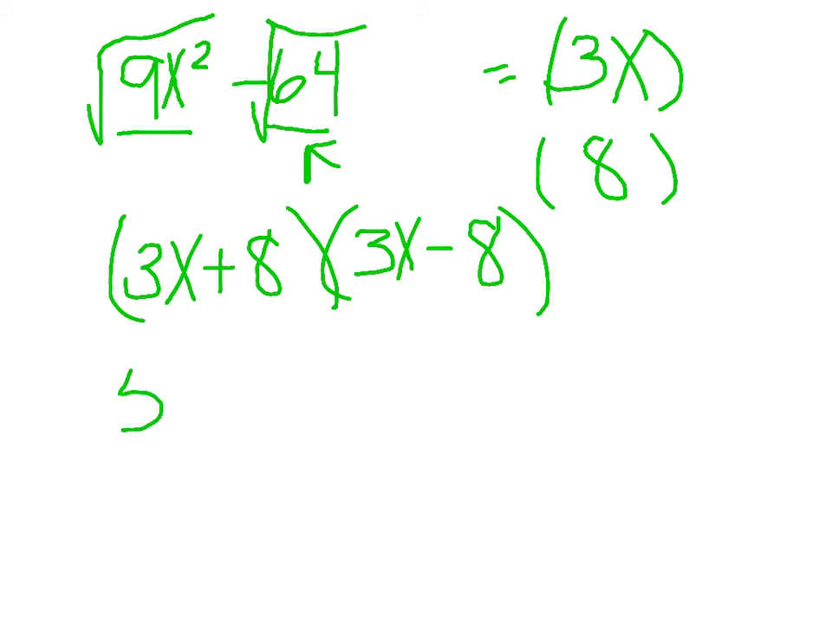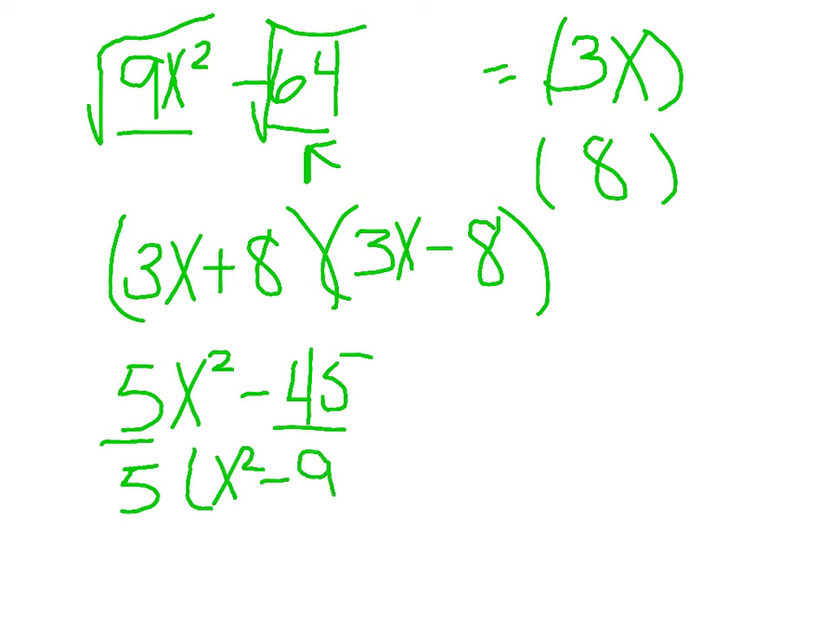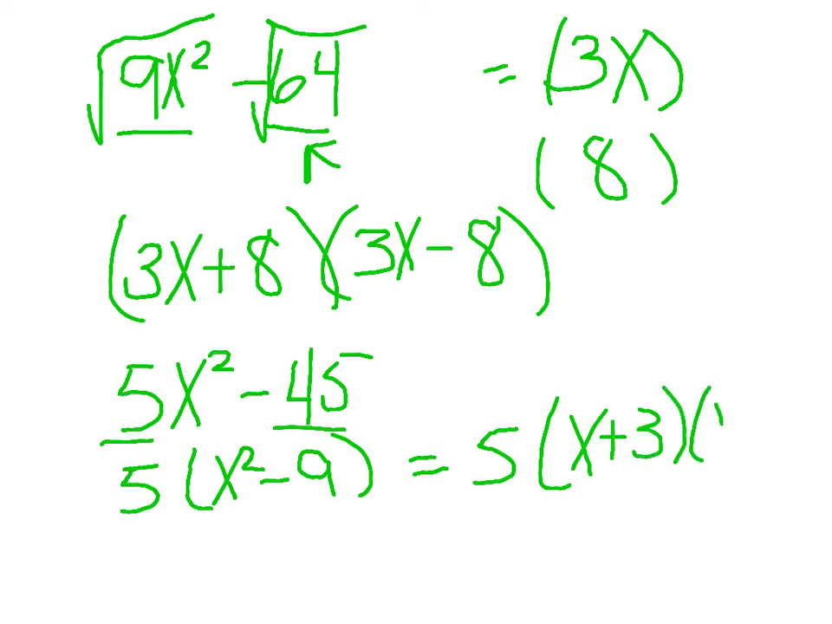Now, let's say they gave you this. And say, okay, it looks in the form of difference between two squares. But what's the problem? Problem is 5 and 45 are not perfect squares. But do you see that I could take a 5 out of both of them? So I need to factor out a monomial first. And that'll leave me with 9 here, which is the difference between two squares. So when I factor that out, I will have plus 3, x minus 3.